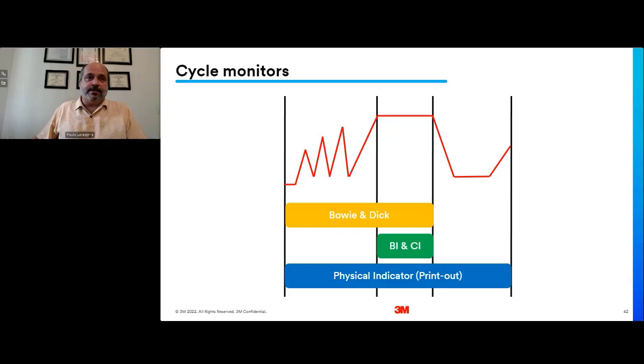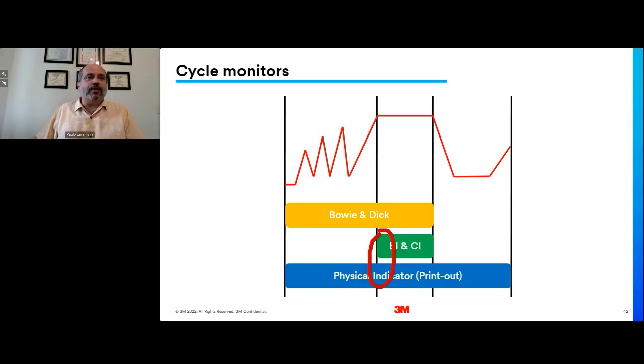For the exposure phase, I will also compare if I had a good Bowie-Dick. That's why the Bowie-Dick has to be run daily. And then at the exposure phase, I have to have time and temperature with a standardized variance, it cannot have a large variance in temperature. And I will compare the BIs and CIs.